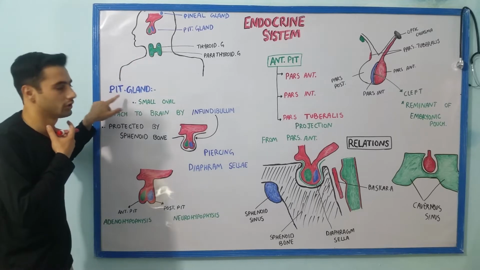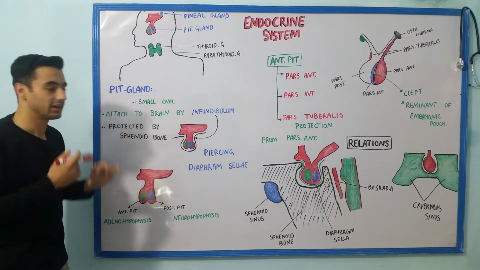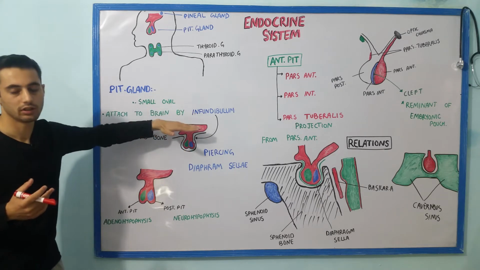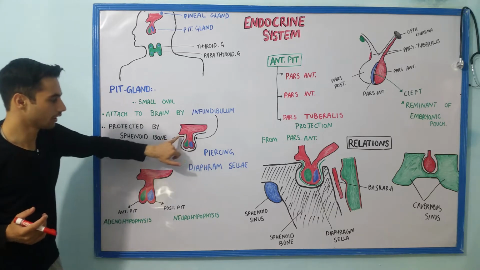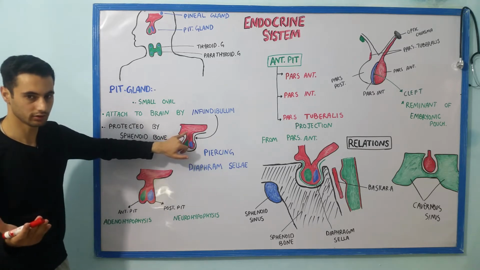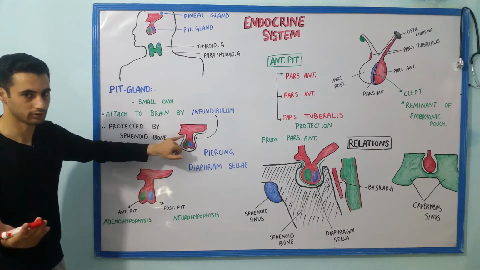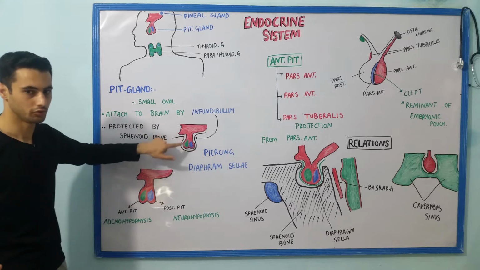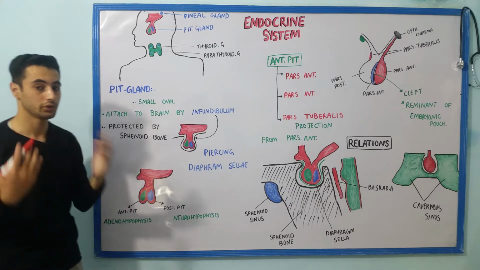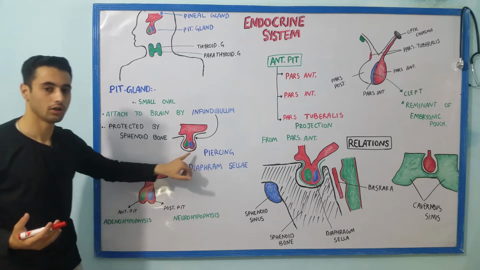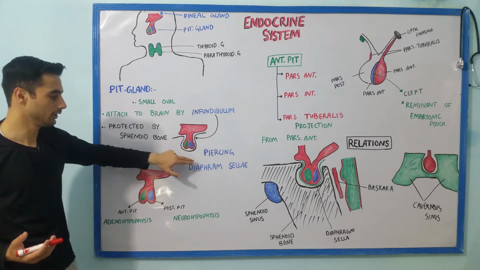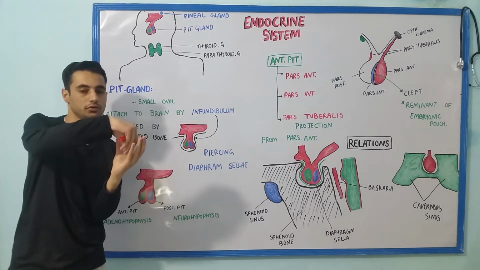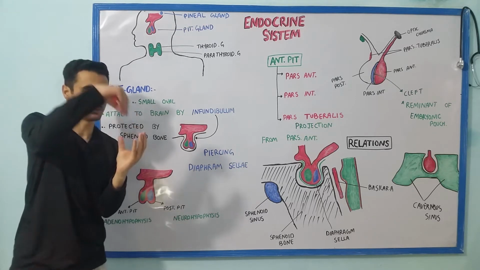Let's have a look at the pituitary gland first. The pituitary gland is small and oval shaped, and it is connected with the brain by a stalk. This stalk is known as the infundibulum or the hypophyseal stalk or pituitary stalk. Now, this anterior pituitary and the posterior pituitary will be protected in the sella turcica of the sphenoid bone. It will pierce the diaphragma sella, and it will be in the hypophyseal portion of the sphenoid bone.